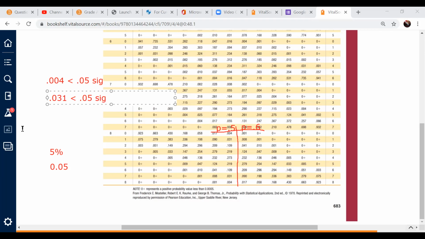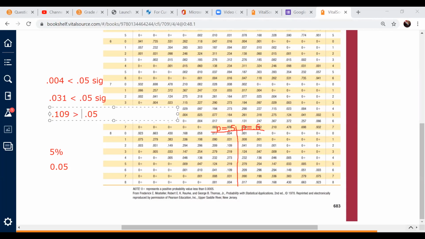All right, let's move on to the next one. The next one is we're going to be comparing 0.109 to 0.05. Now this one, whoever said greater than last time, jump in, because now when you say the same exact word, it's going to be right. So is 0.109 greater than or less than 0.05? Greater than. All right, greater than, so that means it's not significant.